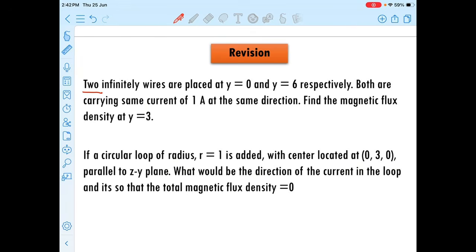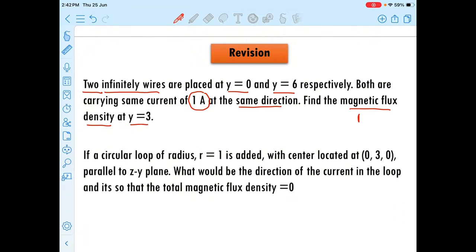You have two infinite line wires. Infinite line means that the line is very long; you don't know what the length is. The wires are placed at the positions y equals 0 and y equals 6 respectively. Both are carrying the same current of 1 ampere in the same direction. The question didn't specify the direction, but they just tell you that they are in the same direction. So you have to find the magnetic flux density at the position y equals 3.